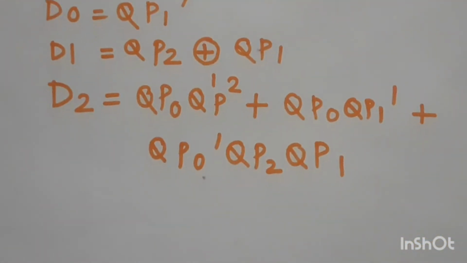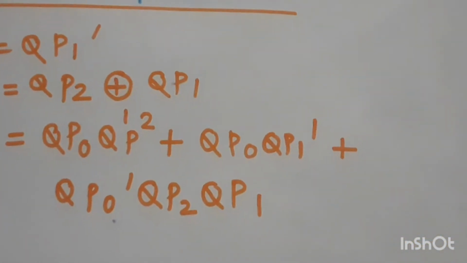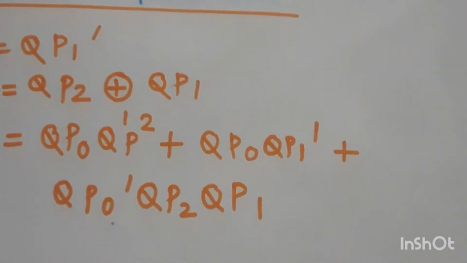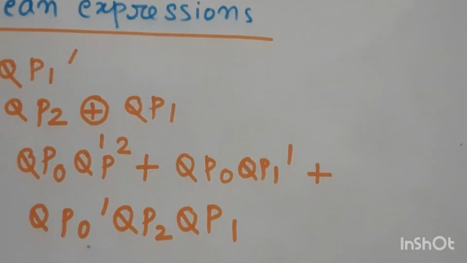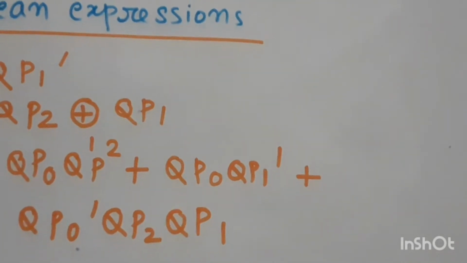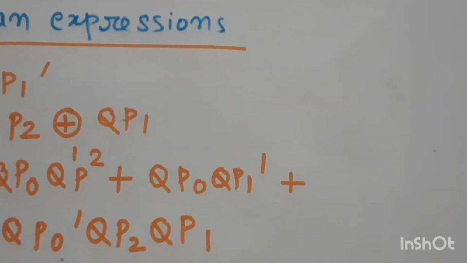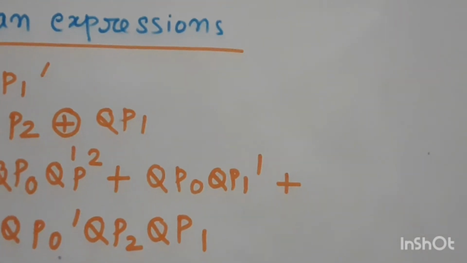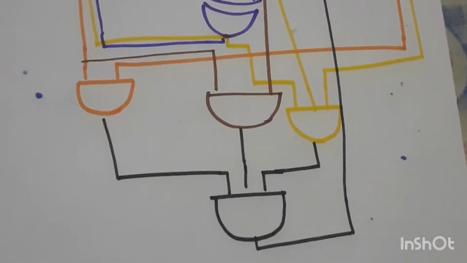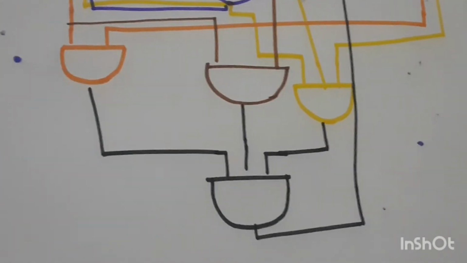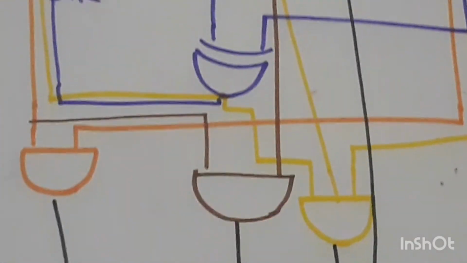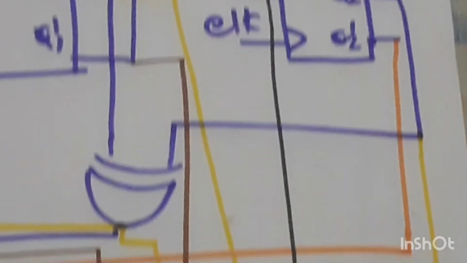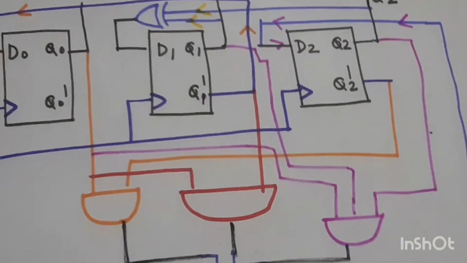Third one is actually an OR of 3 AND gates: QP0 QP2 bar, QP0 QP1 bar, plus QP0 bar QP2 QP1. You can see, no? This is actually an OR gate, and the outputs of the 3 AND gates are going into the OR gate, and output of the OR gate is now going to D2. Logic diagram will look like this.